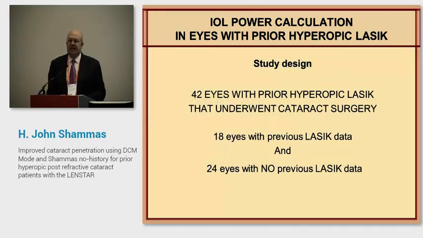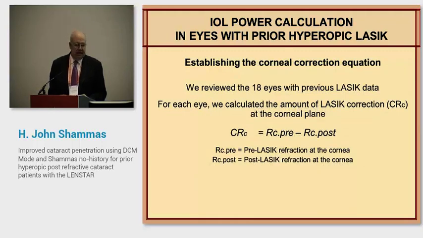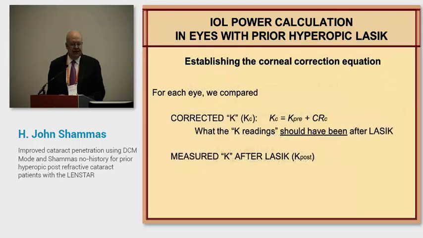So as a study design, we had 42 eyes with prior hyperopic LASIK that underwent cataract surgery: 18 eyes where we knew the previous LASIK data, and 24 eyes with no previous LASIK data. First, we established the corneal correction equation. To do that, we took the 18 eyes with previous LASIK data, and for each eye, we calculated the amount of LASIK correction at the corneal plane, not in the glasses, by subtracting the post-LASIK refraction at the cornea from the pre-LASIK refraction at the cornea.